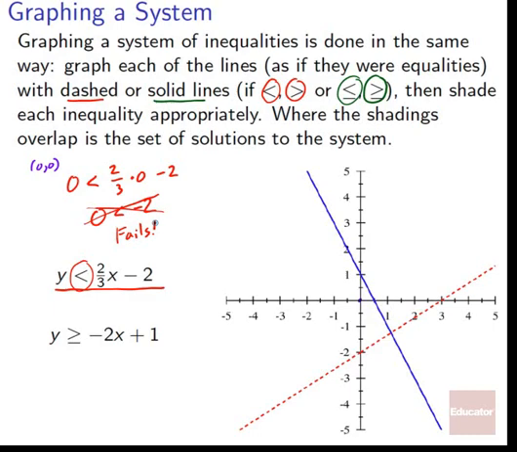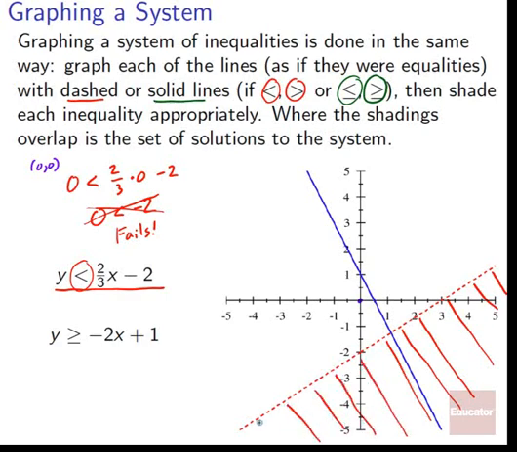So that means the side opposite our test point is going to have to be what we shade in for the red one. Our test point was in the very center, the origin, so we're going to be opposite that side. So this is what we shade in for the red line. y less than 2/3 x minus 2 is true for everything in the shaded region, but not on the dashed line itself.